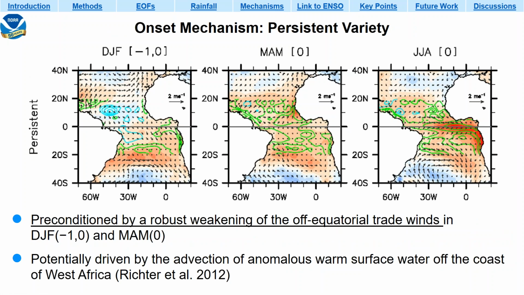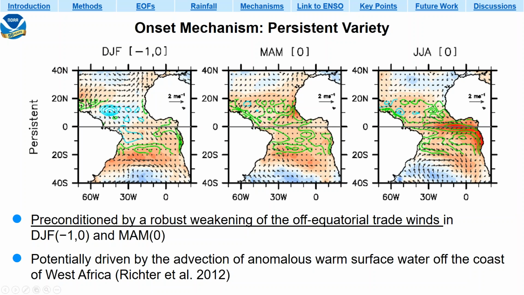The next flavor is the persistent flavor. So this one is very, very tricky, and we only have one hypothesis, but it may not be correct. So this is a very tricky situation here.